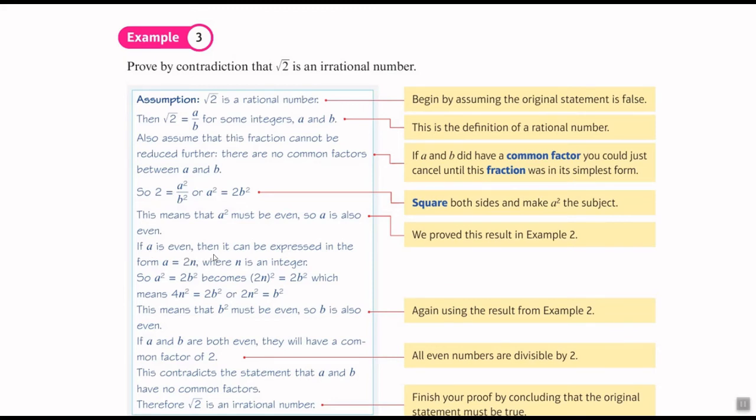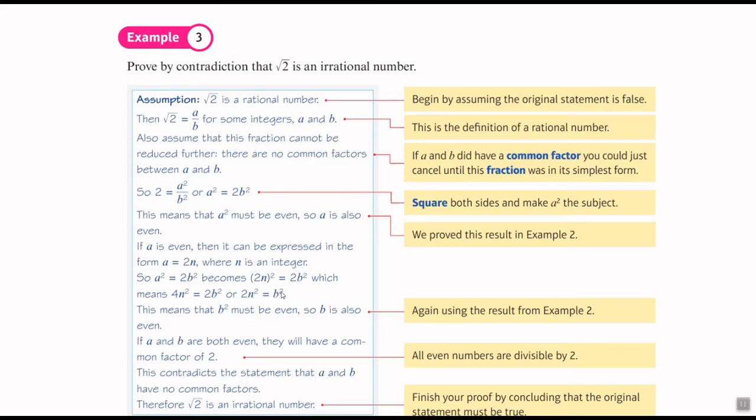So it is an even number, so it can be expressed in the form 2n. If it is an even number, you can write 2 times an integer. So we can replace this a by 2n. So a squared means (2n) squared, which means 4n squared. So 4n squared equals 2 b squared. Divide both sides by 2, and you will get 2n squared equals b squared.